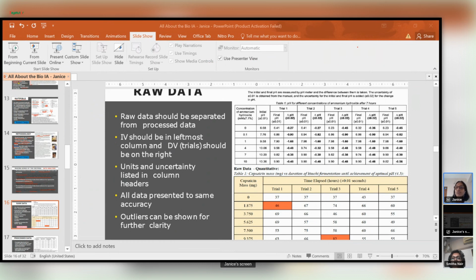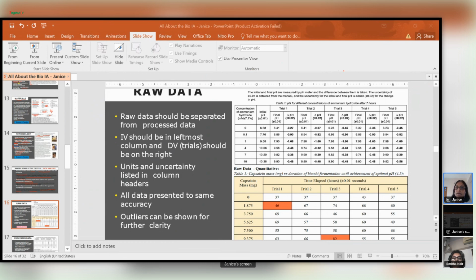What am I going to do? I have taken the initial and the final pH using the pH meter. And then there is a difference between them. When I'm doing it, I have to clearly tell what exactly it is. And here, if you see, my table is so clear.